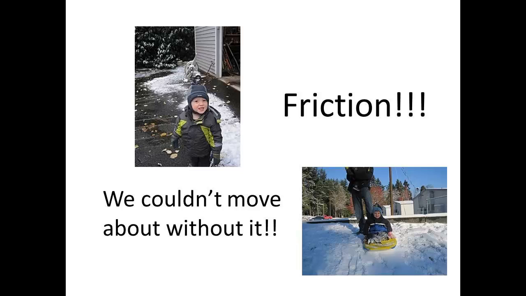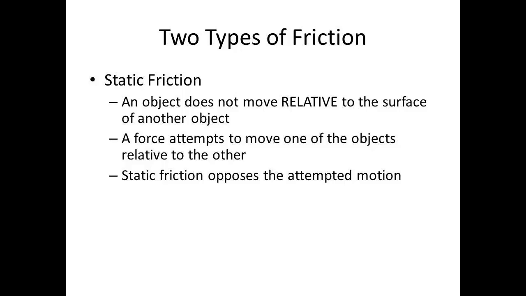We will be exploring the topic of friction, a force we couldn't move about without. There are two main types of friction. The first that we'll talk about is static friction. Static friction applies when an object does not move relative to the surface of another object, while a force attempts to move one of the objects relative to the other. Static friction opposes this attempted motion.